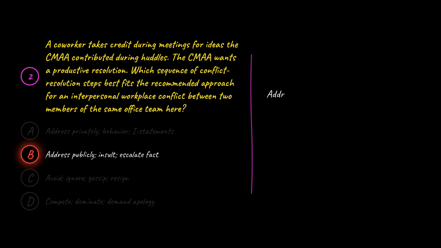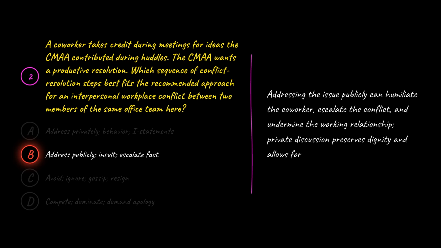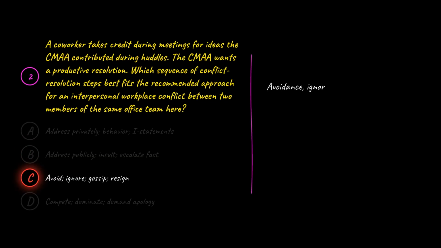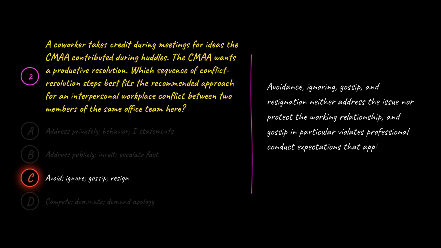B is wrong because addressing the issue publicly can humiliate the coworker, escalate the conflict, and undermine the working relationship. Private discussion preserves dignity and allows for an honest exchange focused on actual behavior. C is wrong because avoidance, ignoring, gossip, and resignation neither address the issue nor protect the working relationship. And gossip in particular violates professional conduct expectations that apply to every member of the team.